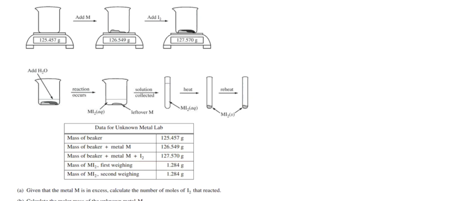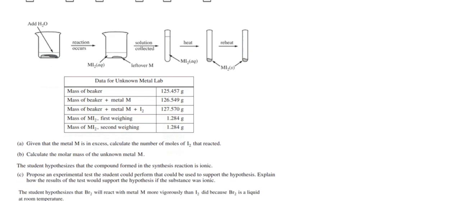So I actually added I2 separate from M, so they're just sitting together, and that's what that black and gray picture shows. They're not mixed yet. They're separate, but they're sitting together. Here we go. A, given that the metal M is in excess, calculate the number of moles of I2 that reacted.